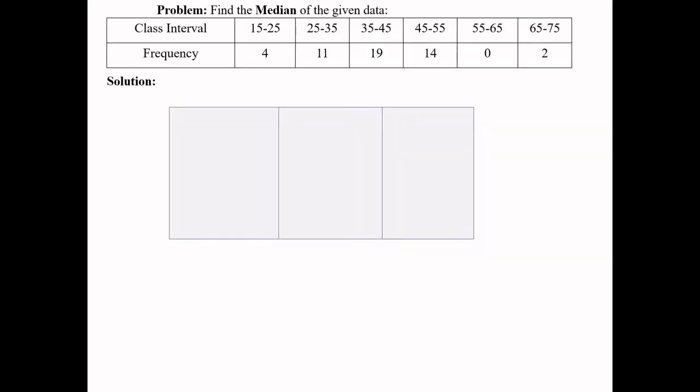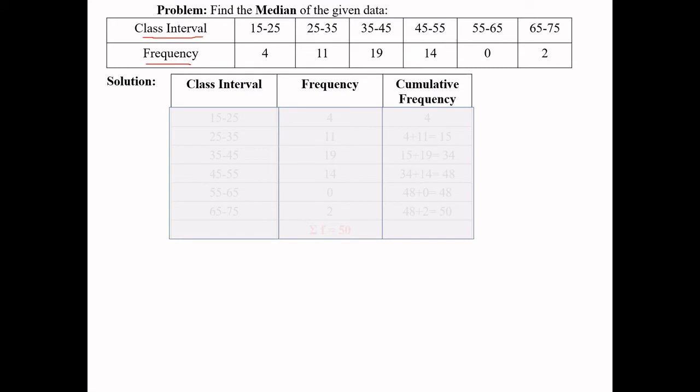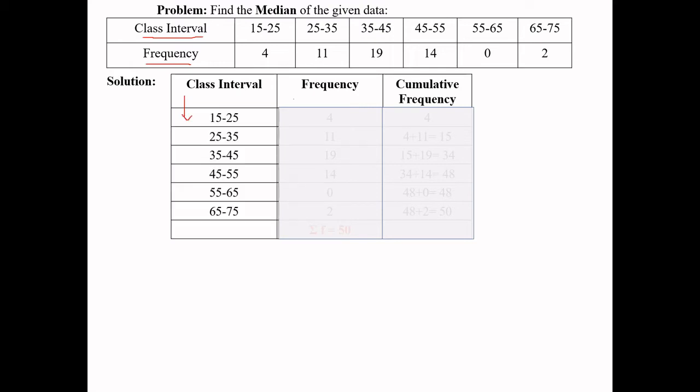Find the median of the given data. Let's solve this question. First, write down the values of class interval in the first column. Now note the values of frequency in the second column. Calculate sigma f by adding all the values of frequency: 4 plus 11 plus 19 plus 14 plus 0 plus 2. So sigma f is equal to 50.